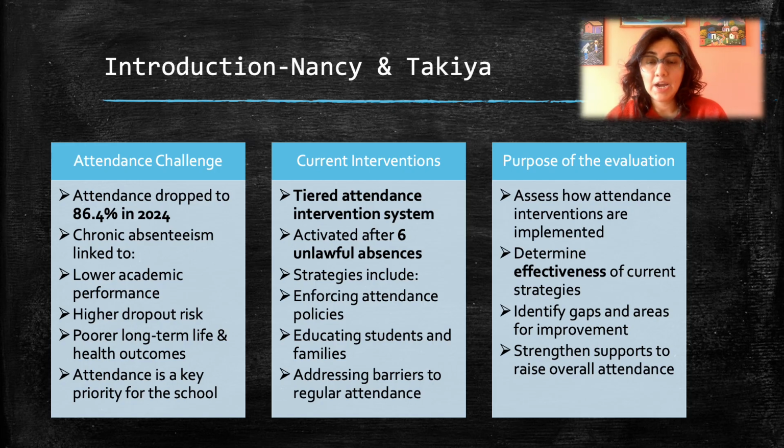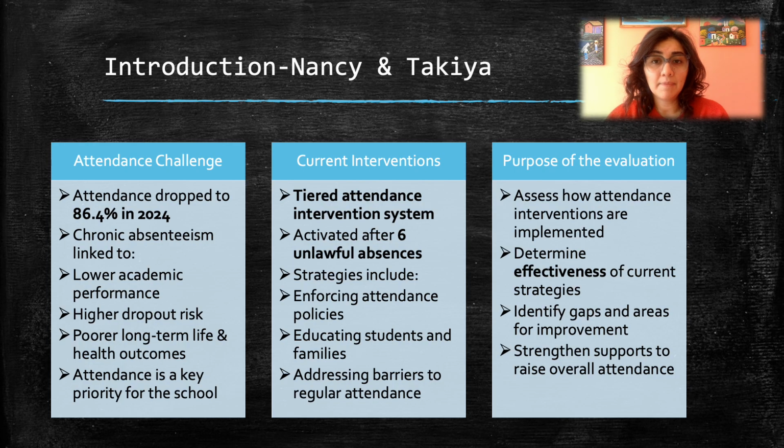The attendance challenge: in 2024, Wheatland's attendance rate dropped to 86.4%, which is concerning because chronic absence is strongly linked to academic struggles, higher dropout risk, and poor long-term life and health outcomes. Research shows that when students miss school frequently, their chances of falling behind increase.